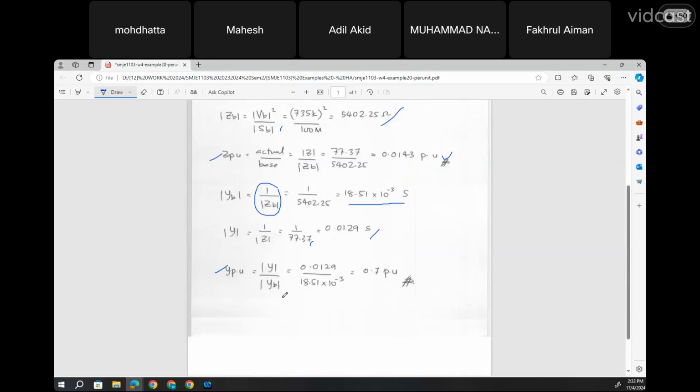And from there, you can easily calculate your per unit admittance by dividing the actual and also the base value of admittance. And here is the value of your admittance per unit. And not to forget, this is the first answer and this is the second part of it.